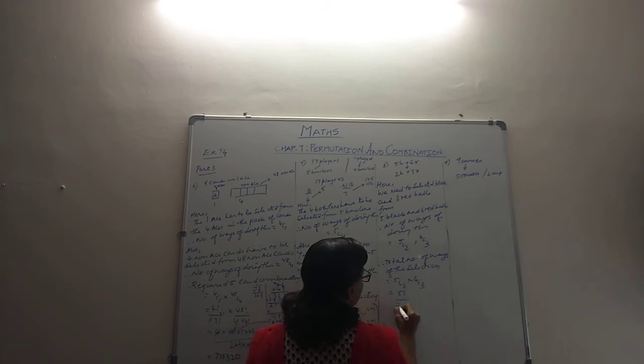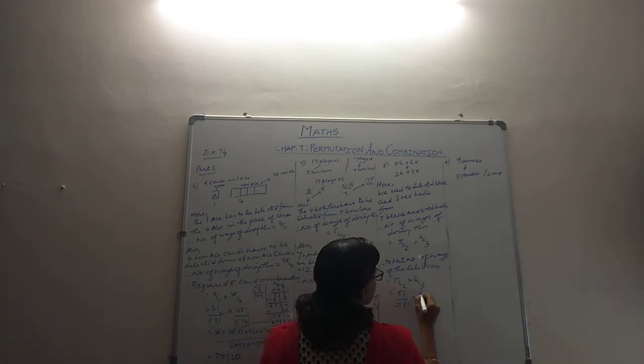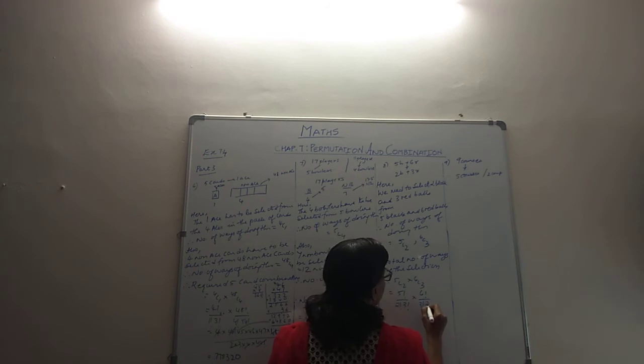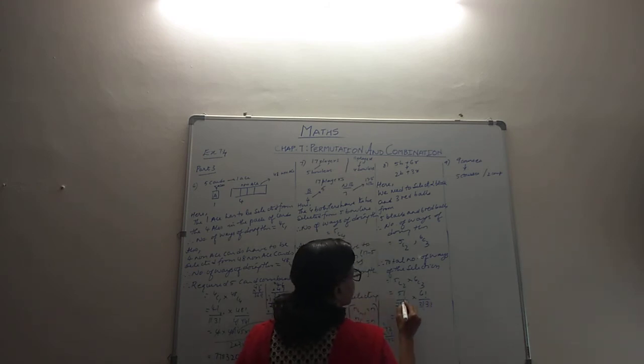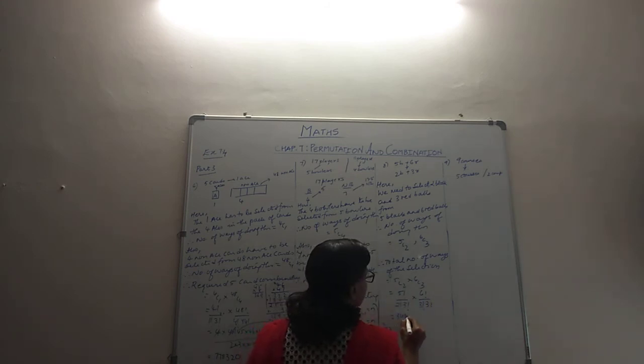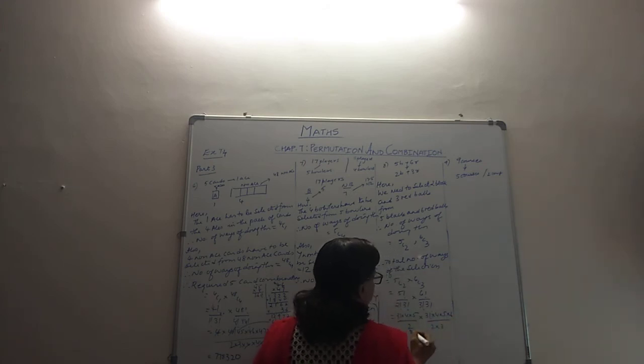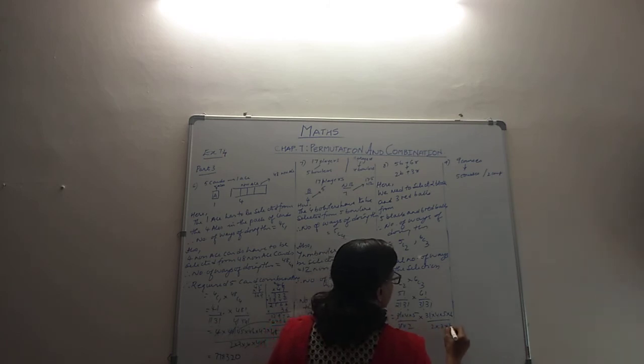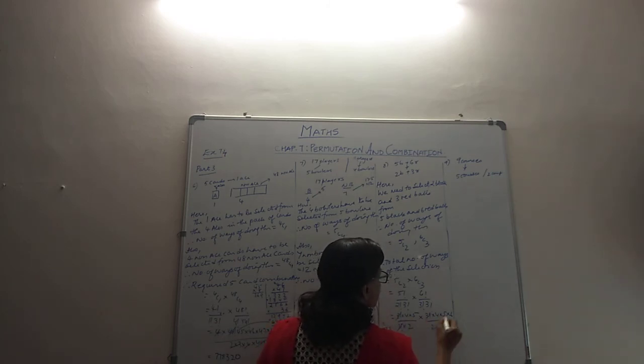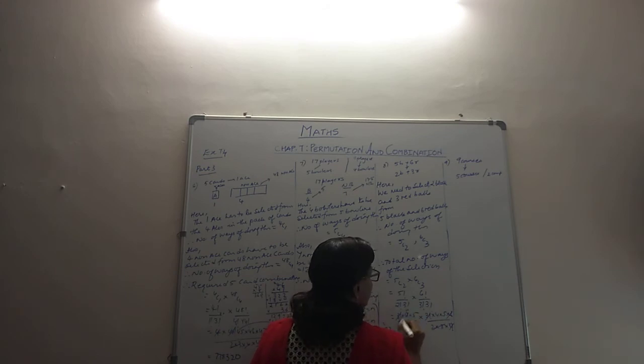5 factorial by 2 factorial 3 factorial, times 6 factorial by 3 factorial 3 factorial. This could be 3 factorial into 4 into 5, and 2 factorial is 2 itself. 3 factorial into 4 into 5 into 6, and 2 into 3. So 3 factorial is also there. So cancel, cancel, cancel, cancel, and then 6 can get cut, 2 can get cut, 20 and 10.